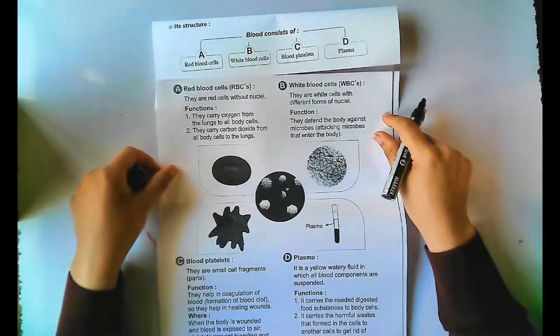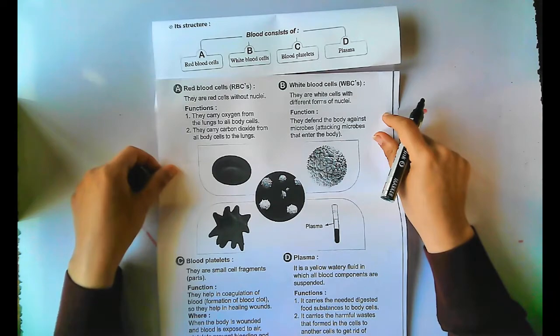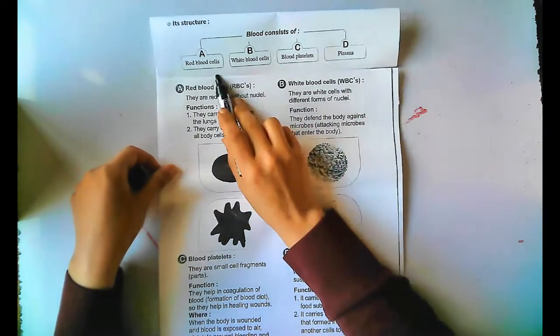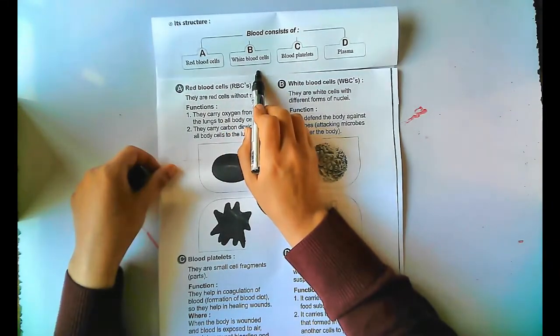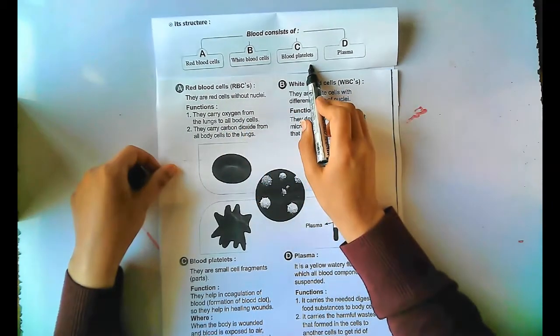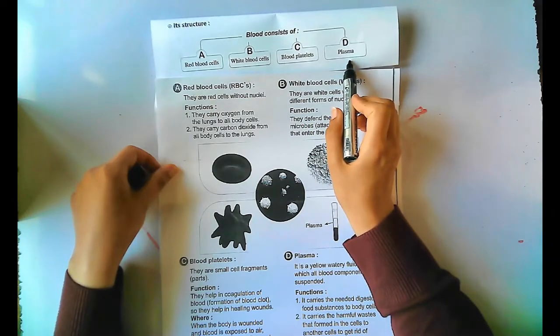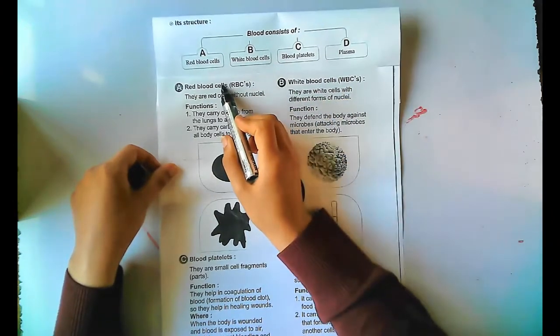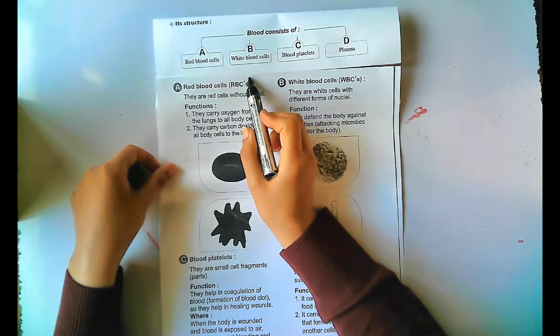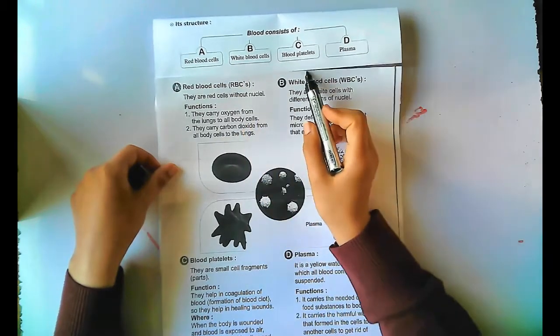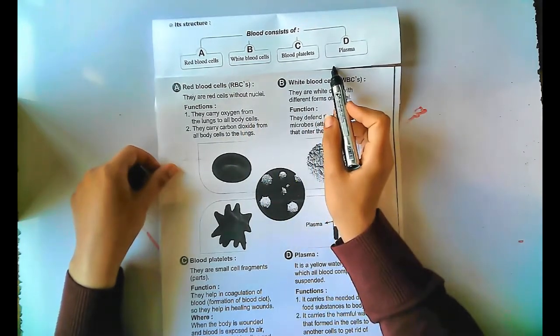Today we're going to take a new lesson, the second part of the circulatory system. Today we will take the structure of blood. Blood consists of red blood cells, white blood cells, blood platelets, and plasma. Again, the structure of blood: red blood cells, white blood cells, platelets, plasma.